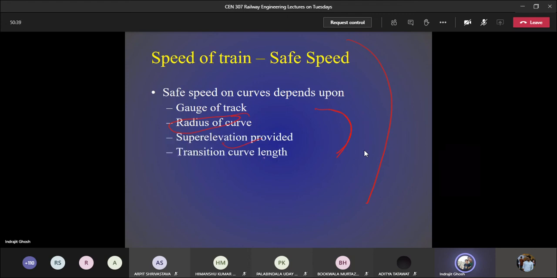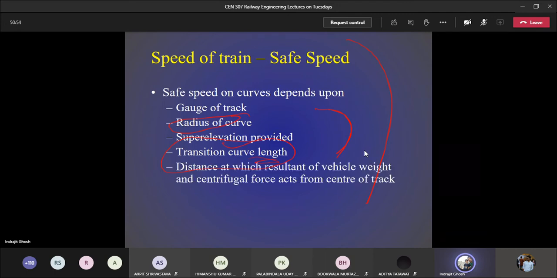Transition curve length. Transition curve is basically the curve we need to provide in between the straight track and the horizontal curve, so that there is a smooth transition. You know it from your knowledge of highway and traffic engineering.